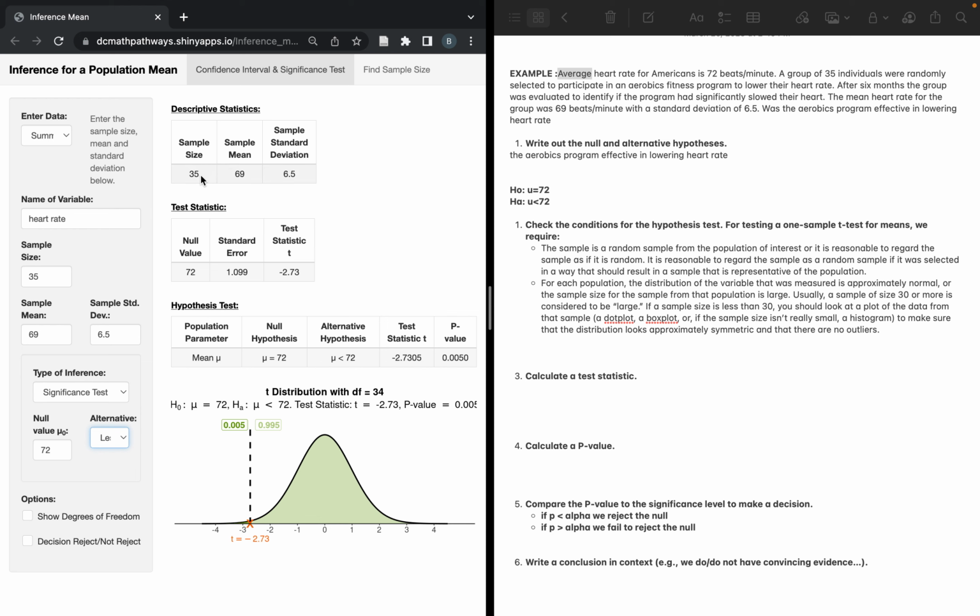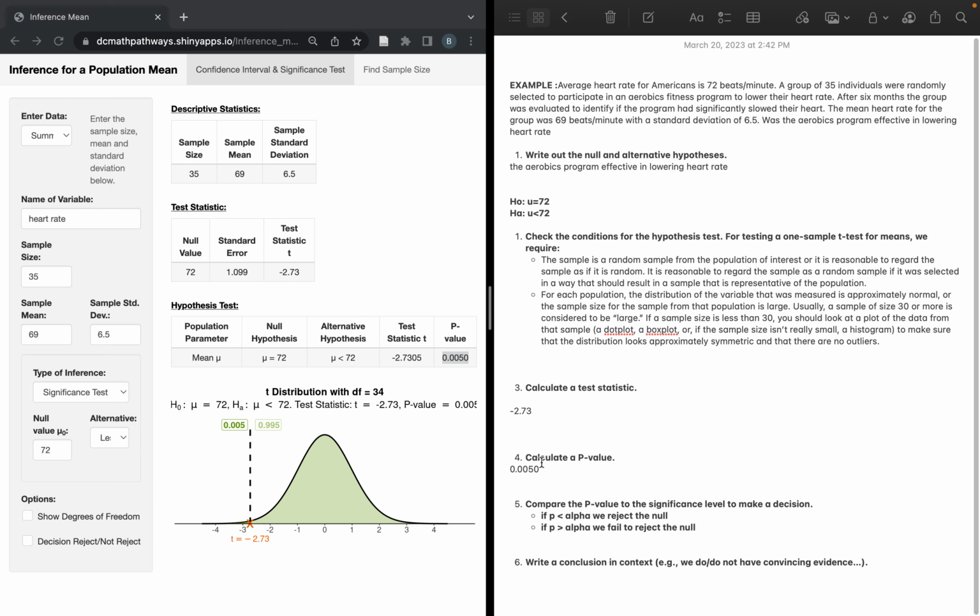Our sample size was 35, sample mean was 69, sample standard deviation was 6.5. The null is that the mean equals 72. Our alternative is the mean is less than 72. So we get a test statistic of negative 2.73 and a p-value of 0.0050. So our t is negative 2.73, p-value 0.0050.